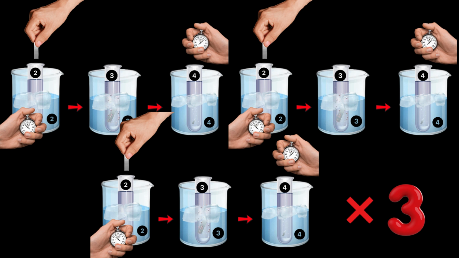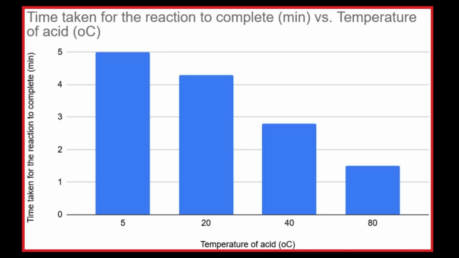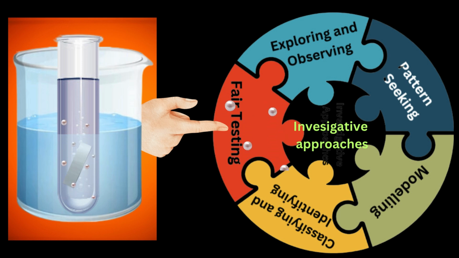To ensure reliable results, the experiment was repeated 3 times for each temperature condition, and the average reaction time was calculated. A column graph illustrating the relationship between temperature and reaction rate was created to clearly represent the data. After analyzing the results, they concluded that the reaction rate between magnesium and dilute hydrochloric acid increases as the temperature of the acid rises, confirming their initial hypothesis. This investigation is considered a fair test because it ensures that only one variable, the temperature of the acid, is changed while all other factors remain constant.